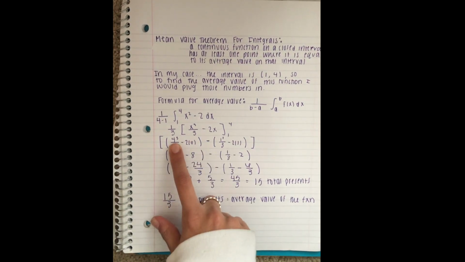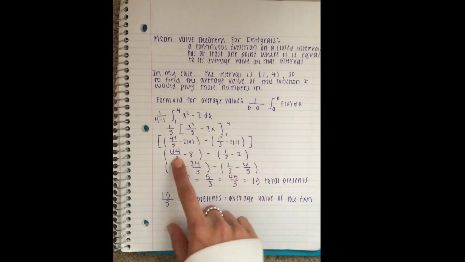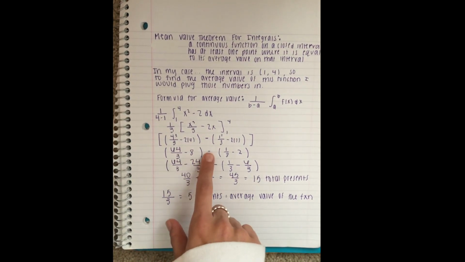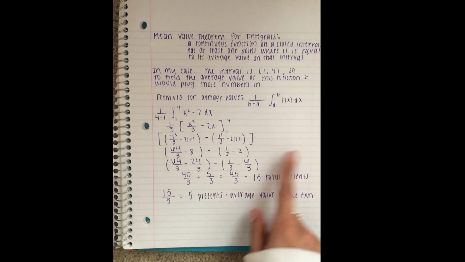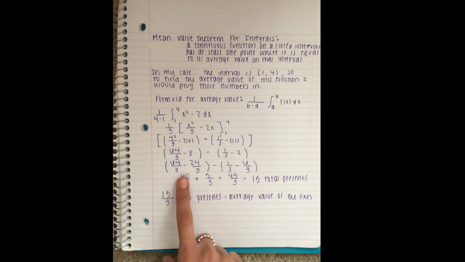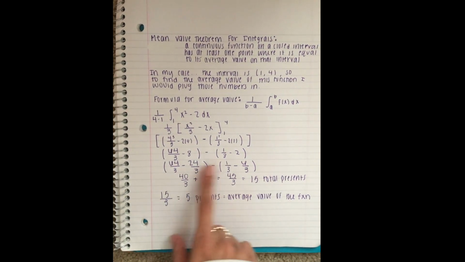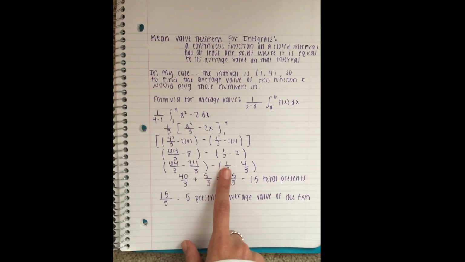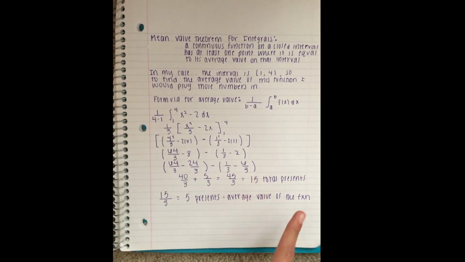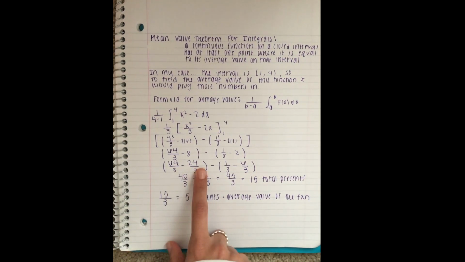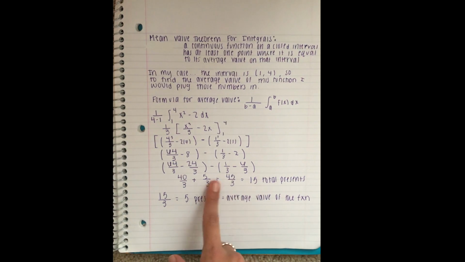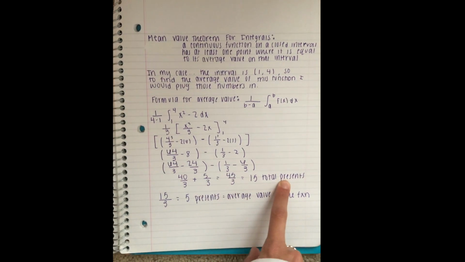When I simplify that, I get 64, which is 4 to the third over 3, minus 8, which is 2 times 4, minus 1/3 minus 2. Then I want to get a common denominator so I can subtract easily. So I'll have 64 minus 24 over 3 minus 1/3 minus 6/3. So I end up with 40/3 minus a negative 5/3, so it's addition, which is 45/3, which is 15 total presents.